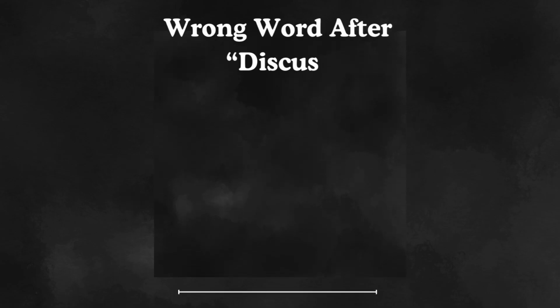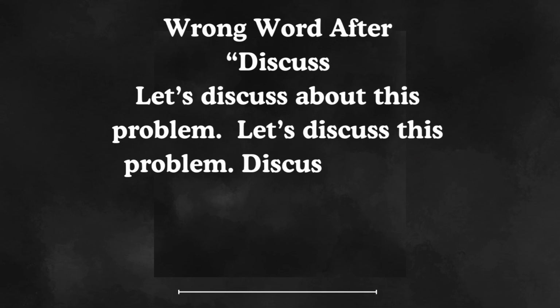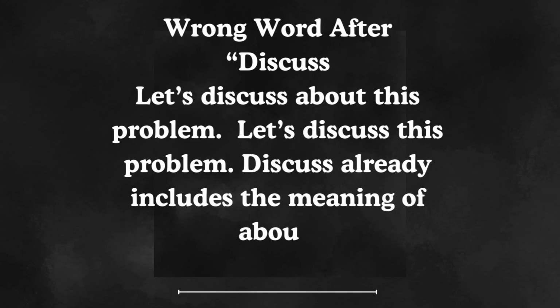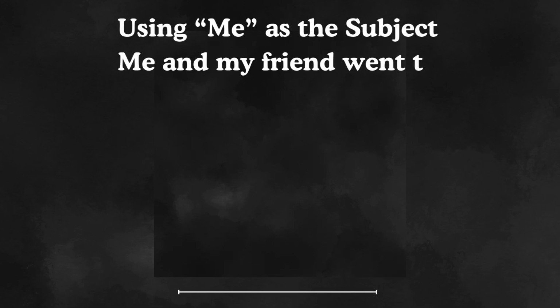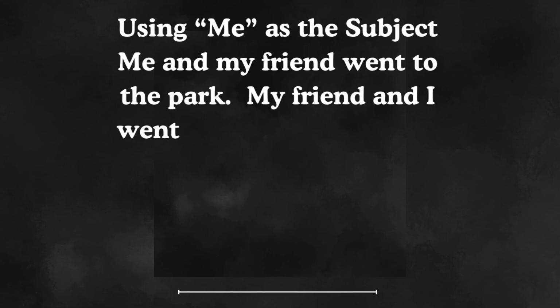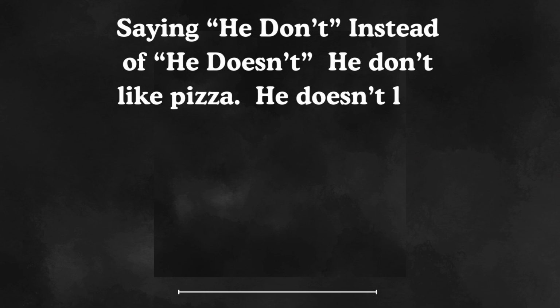Wrong word after discuss. Let's discuss about this problem. Let's discuss this problem. Discuss already includes the meaning of about, using me as the subject. Me and my friend went to the park. My friend and I went to the park. Use I as the subject, not me. Saying he don't instead of he doesn't. He don't like pizza. He doesn't like pizza.